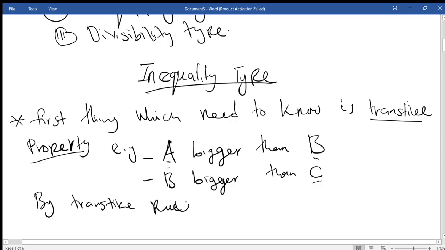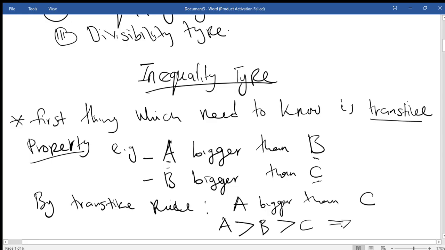we can say that A is bigger than C. Where is this coming from? If I use inequality expressions, bigger means the greater than symbol. So if A is greater than B, and B is greater than C, this implies that by default A, being bigger than B, where B is greater than C, will also be bigger than C. This is how the transitive property works.